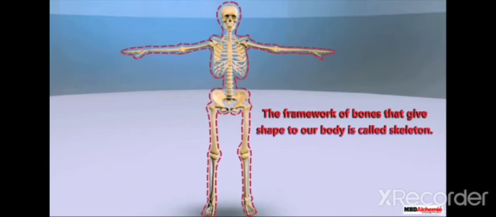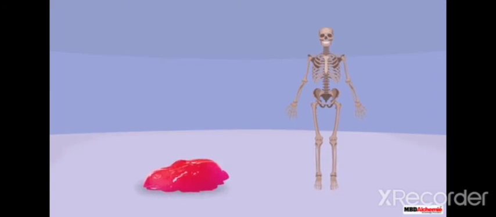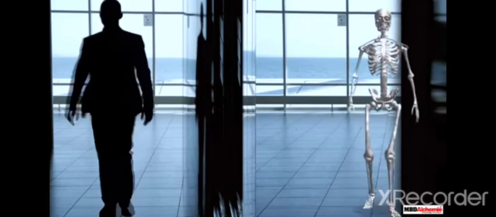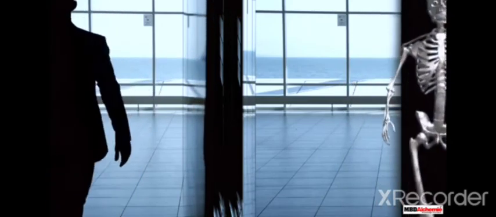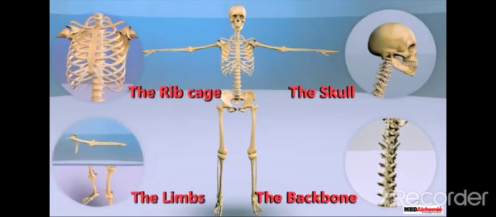The framework of bones that gives shape to our body is called skeleton. Without bones, it looks like a jelly. The skeleton helps in the movement of a human. Now let's discuss parts of a skeleton. The skull, the backbone, the rib cage, the limbs.